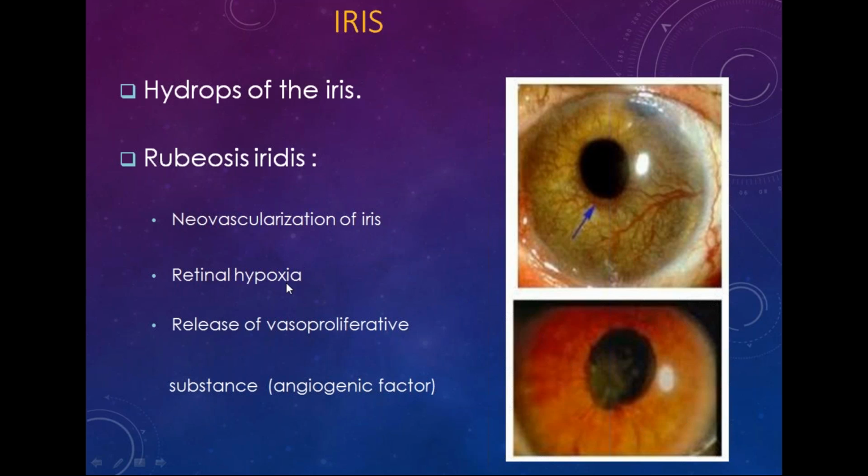Neovascularization of the iris. Retinal hypoxia releases vascular endothelial growth factors, which induce new vessel formation on the surface of the iris and pupillary margin. Later, it leads to neovascular glaucoma. These new vessels lead to pulling of the peripheral iris, peripheral anterior synechiae formation and closure of the angle. That is called zipper angle closure. So it leads to formation of neovascular glaucoma.